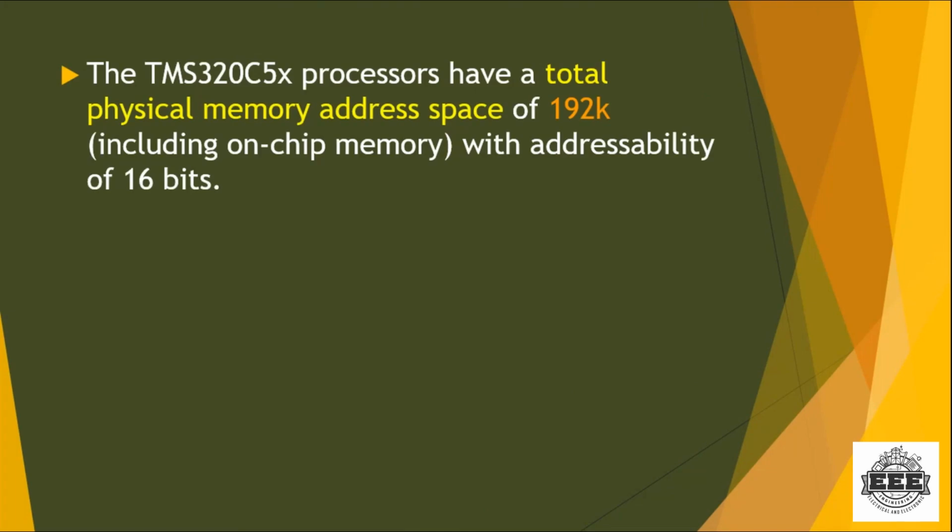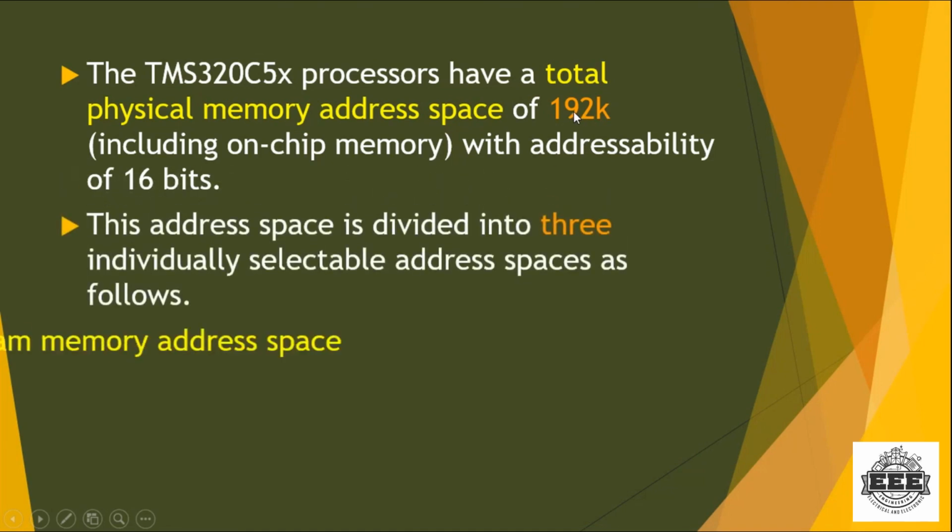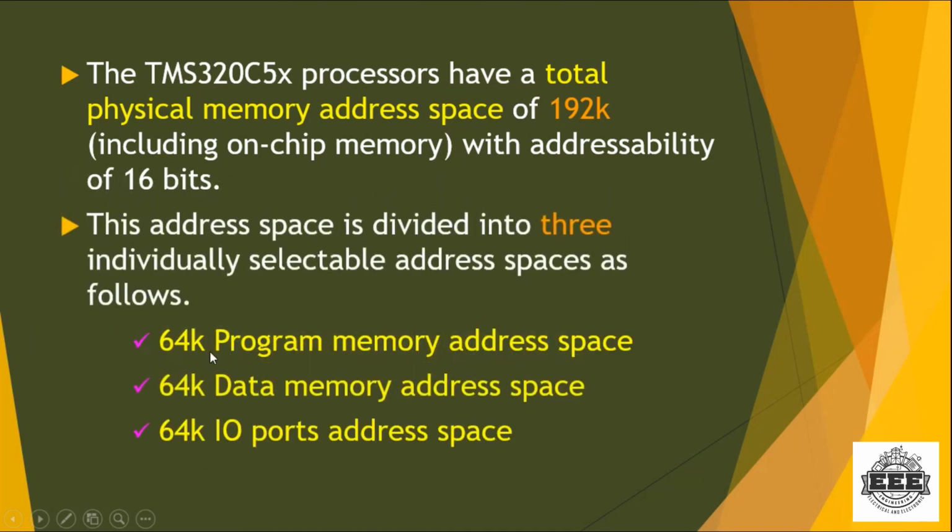So here the total address space of the TMS320C54x processor is 192 kilo addressable 16-bit words. This 192 kilo is further divided into three parts. That is 64 kilo program memory address space, 64 kilo data memory address space, and again 64 kilo input and output port address space, the IO port space. So adding 64 plus 64 plus 64, we get a total of 192 kilo.